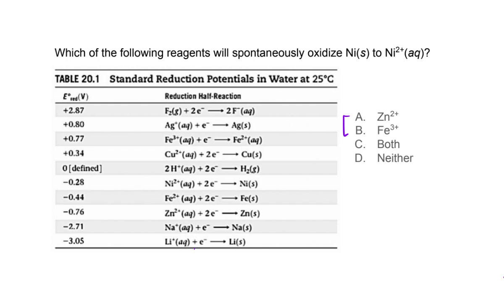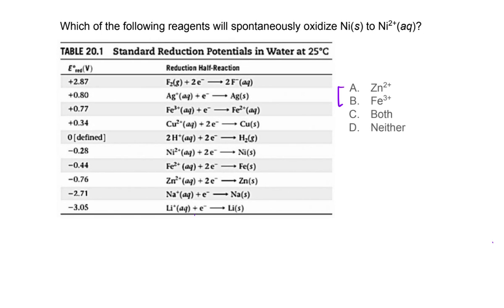So when I first looked at this problem, I think I tried to overcomplicate it. If you're doing that right now, we're on the same page, right? This is essentially an E-cell calculation reaction. And when I thought about that, it made it a lot easier for me. Okay? Because the question wants to know which reagent is going to spontaneously oxidize nickel. So that gives us two pieces of information.